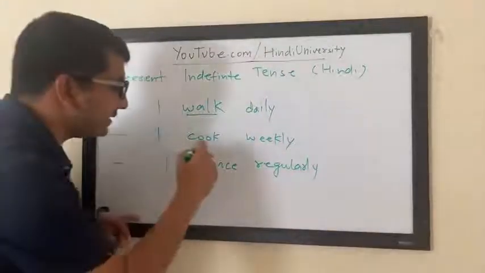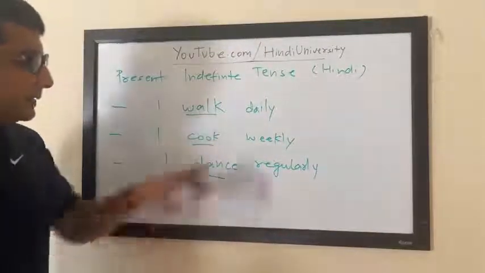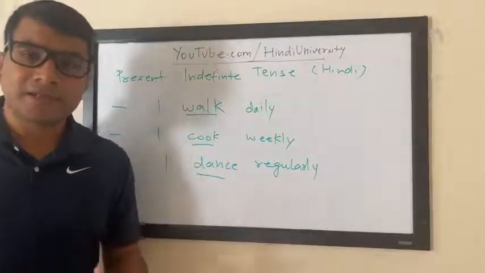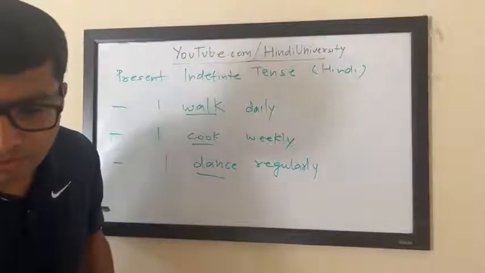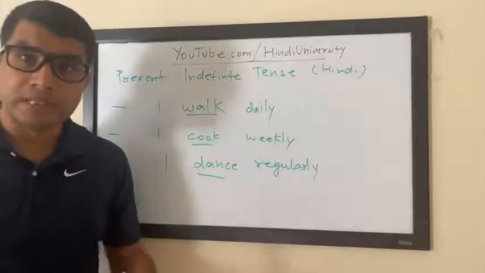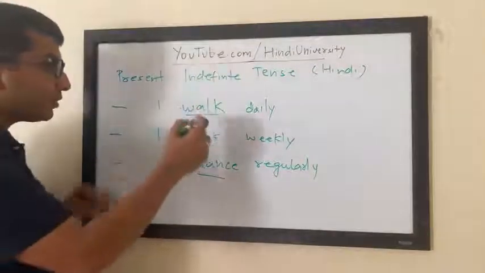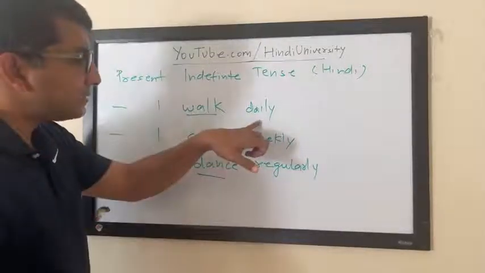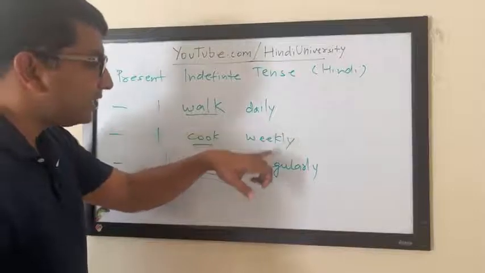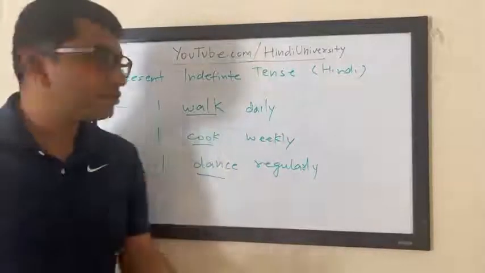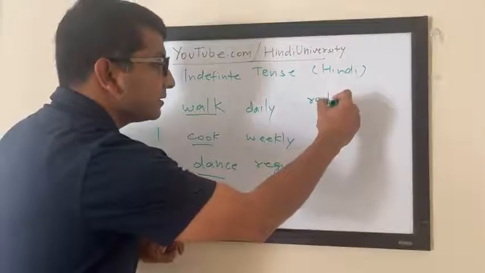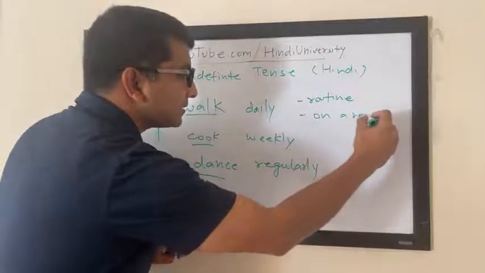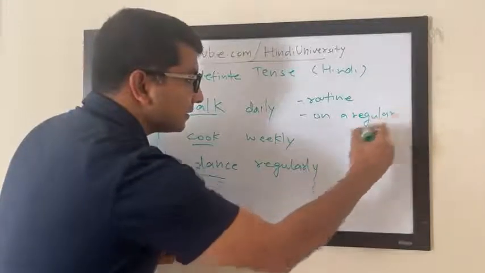So you see, in all the examples, I just added some additional words there. But the fundamental thing is that these are things that you do on a regular basis, on a routine. So she could have just said I walk, I cook, and I dance. To just emphasize the point, I wrote daily, weekly, and regularly. Things that you do as a routine or on a regular basis.